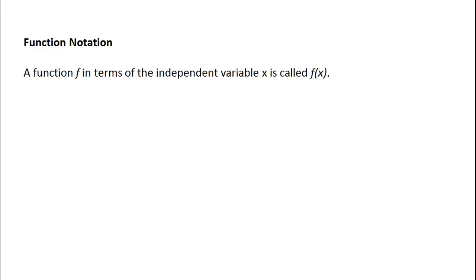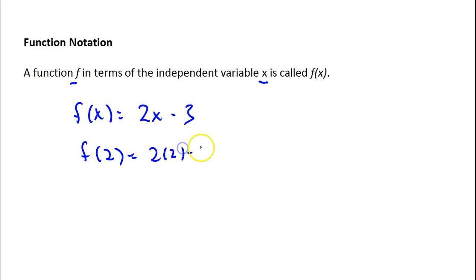Now with function notation, it can be a little confusing at first. So here's a basic definition. A function f in terms of the independent variable x is called f of x. That's not f times x. And f is like the label of the function. So we could say that f of x is 2x minus 3. That says take every x value, double it, and subtract 3. So, for example, f of 2 would be 2 times 2 minus 3, which is 1.